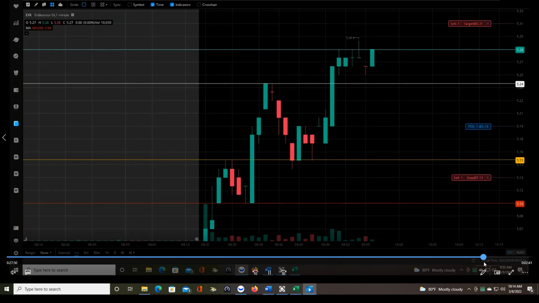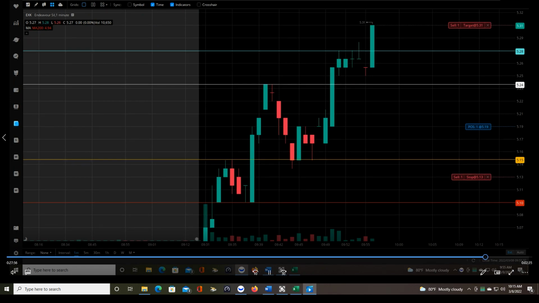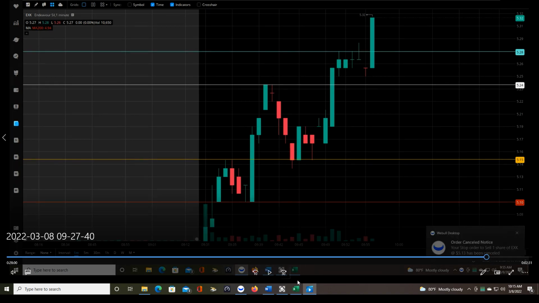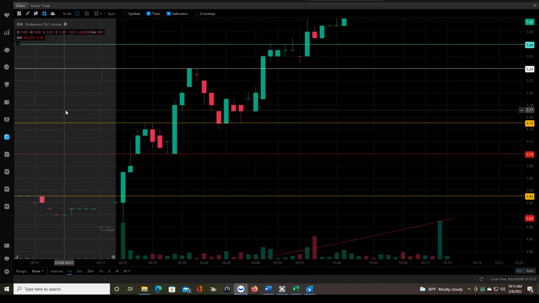And then let me just show you in real time when this thing finally did pop up and hit our profit target, and we got exactly the profit target we wanted. Not only did we get the profit target we wanted, but it also hit our 3-hour profit target. I'll show you that live on the chart right now. So let's go to the charts page. And that was EXK.